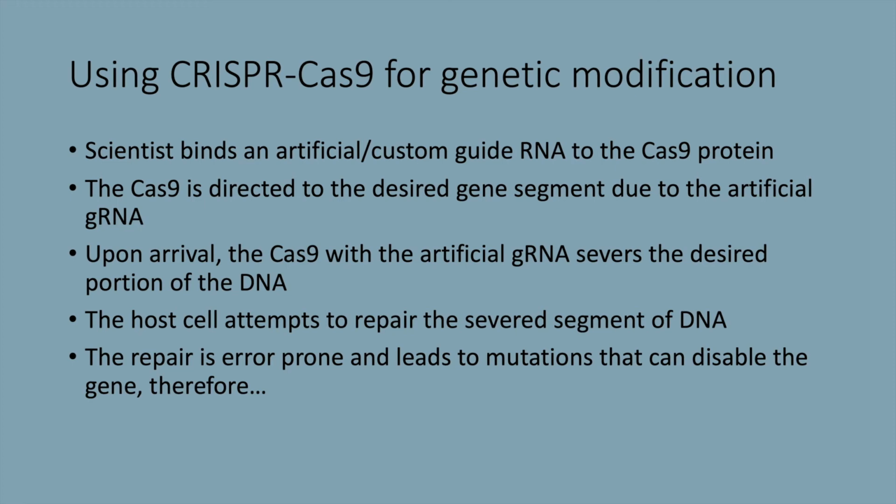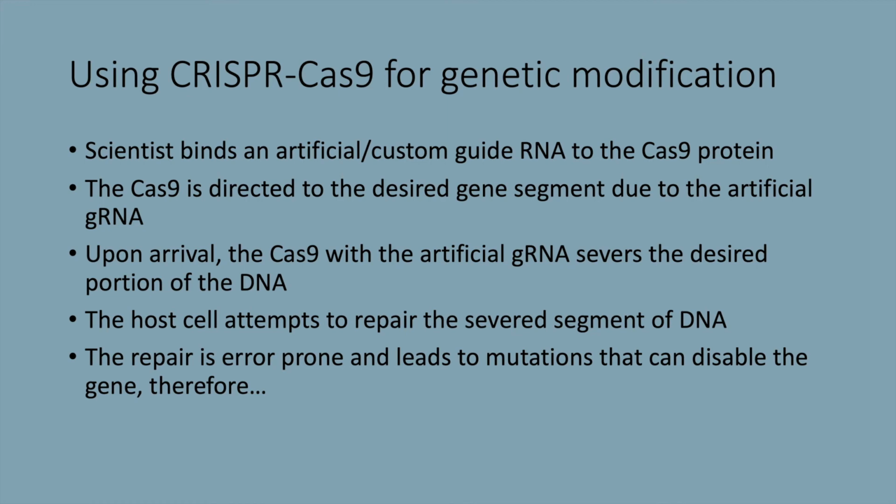And what they noticed is that if they are able to control the gRNA, which the Cas9 protein associates itself with, then they were basically able to control what part of the genome it edits. So given that, scientists bind an artificial custom guide RNA to the Cas9 protein, and the Cas9 protein is directed to the desired gene segment, due to the artificial gRNA. And then, the operation of this is very similar to the defense mechanism of the bacteria, where upon arrival, the Cas9 with the artificial gRNA severs the desired portion of the DNA.